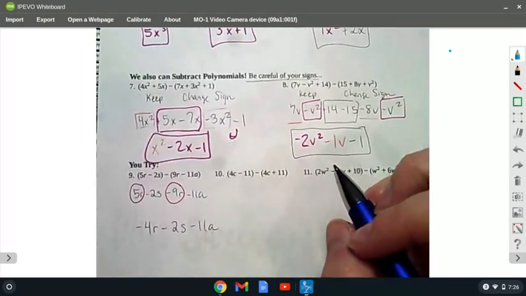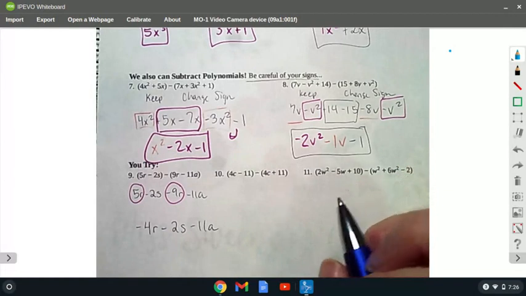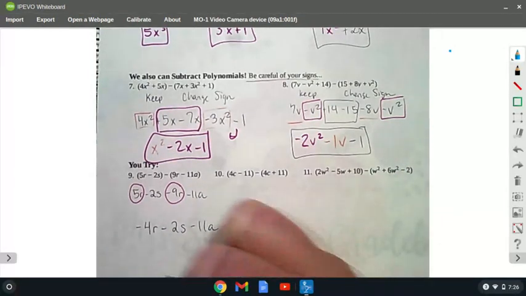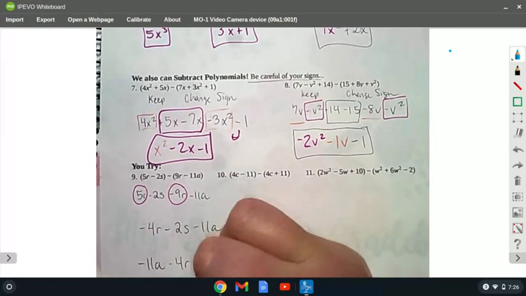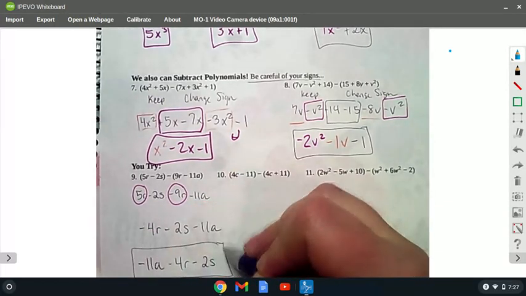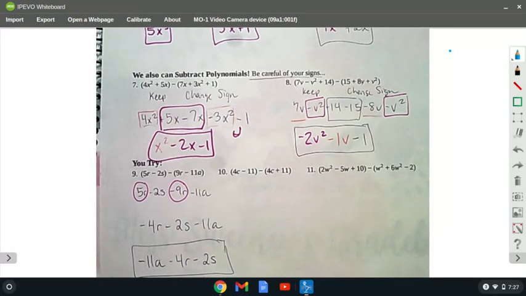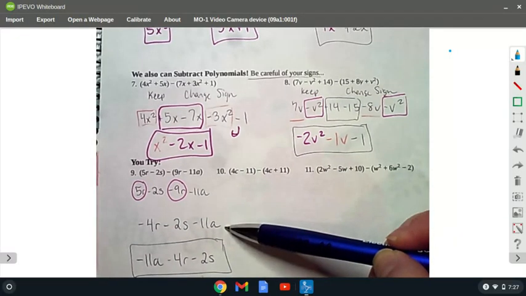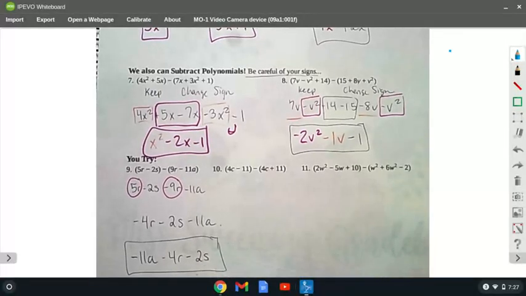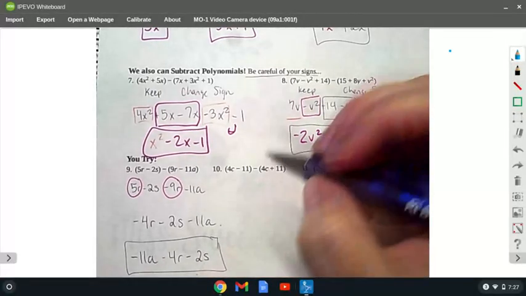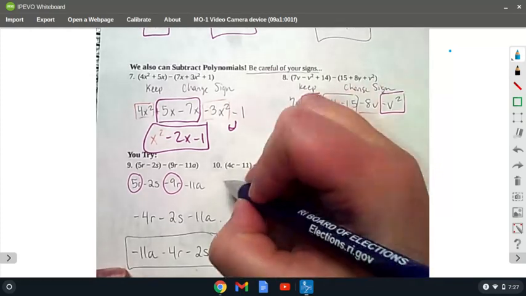Now, if you notice earlier, I did say descending order of degree, and it would be alphabetical. So I'm going to put this -11a first, then the r, then the s, so that I'm in standard form. If you answered this, that's totally fine. We're not going to do many problems where we have multiple variables, but good to know for SATs and things like that.